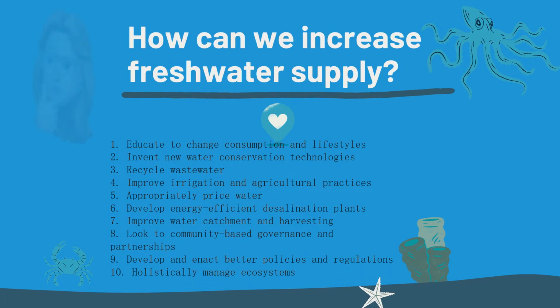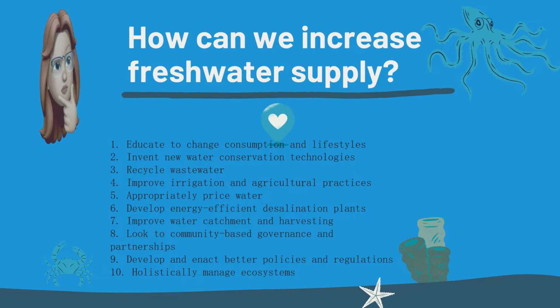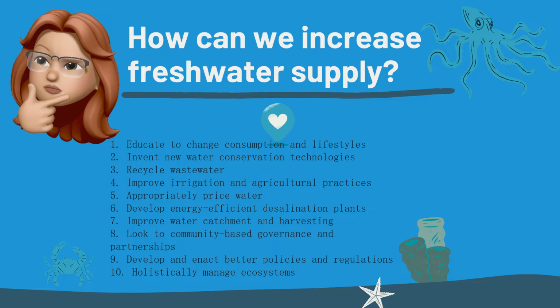Now, let us talk about how to increase freshwater supply. These are the results from the survey made by sustainability experts to resolve the freshwater crisis. First, educate to change consumption and lifestyles. Invent new water conservation technologies. Recycle wastewater. Improve irrigation and agricultural practices. Appropriately price water. Develop energy-efficient desalination plants. Improve water catchment and harvesting.